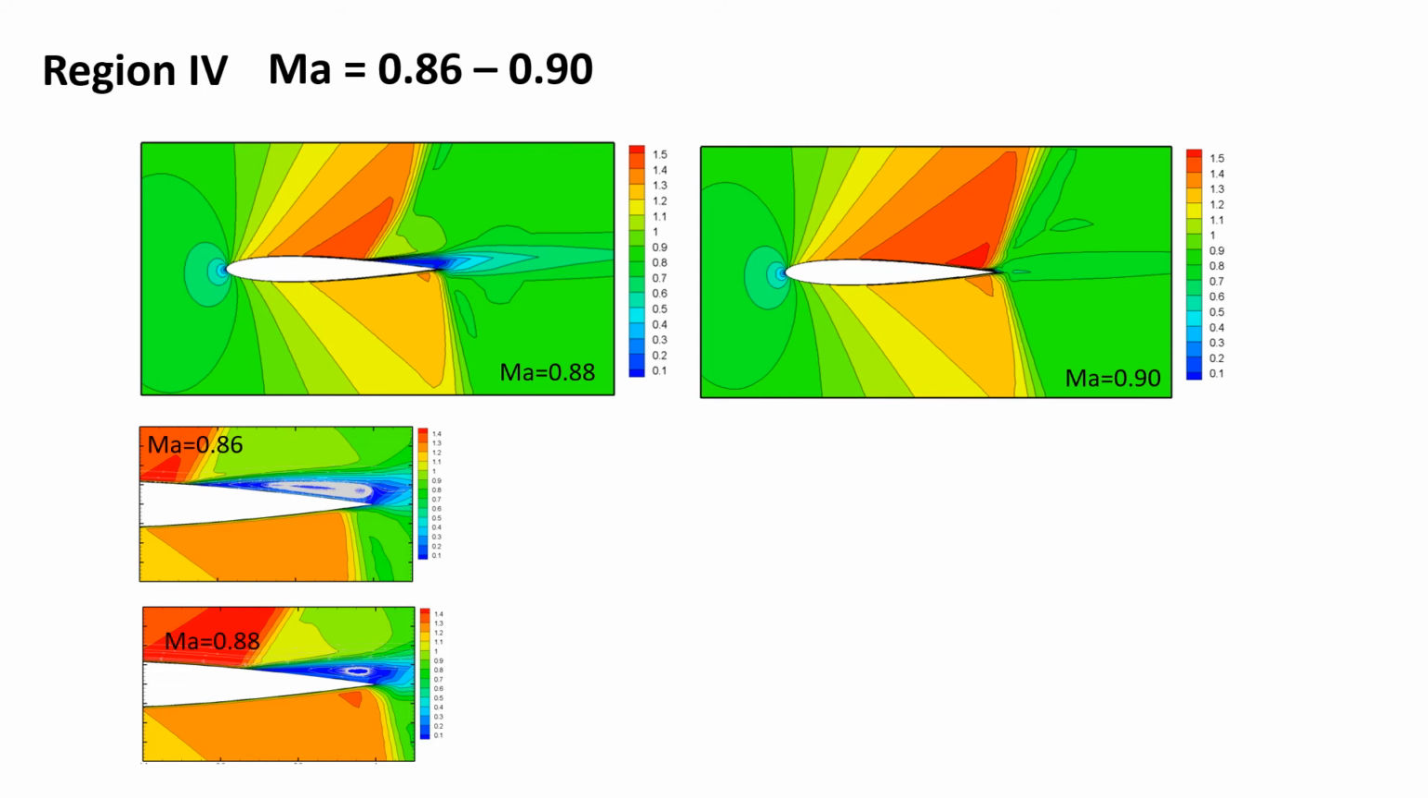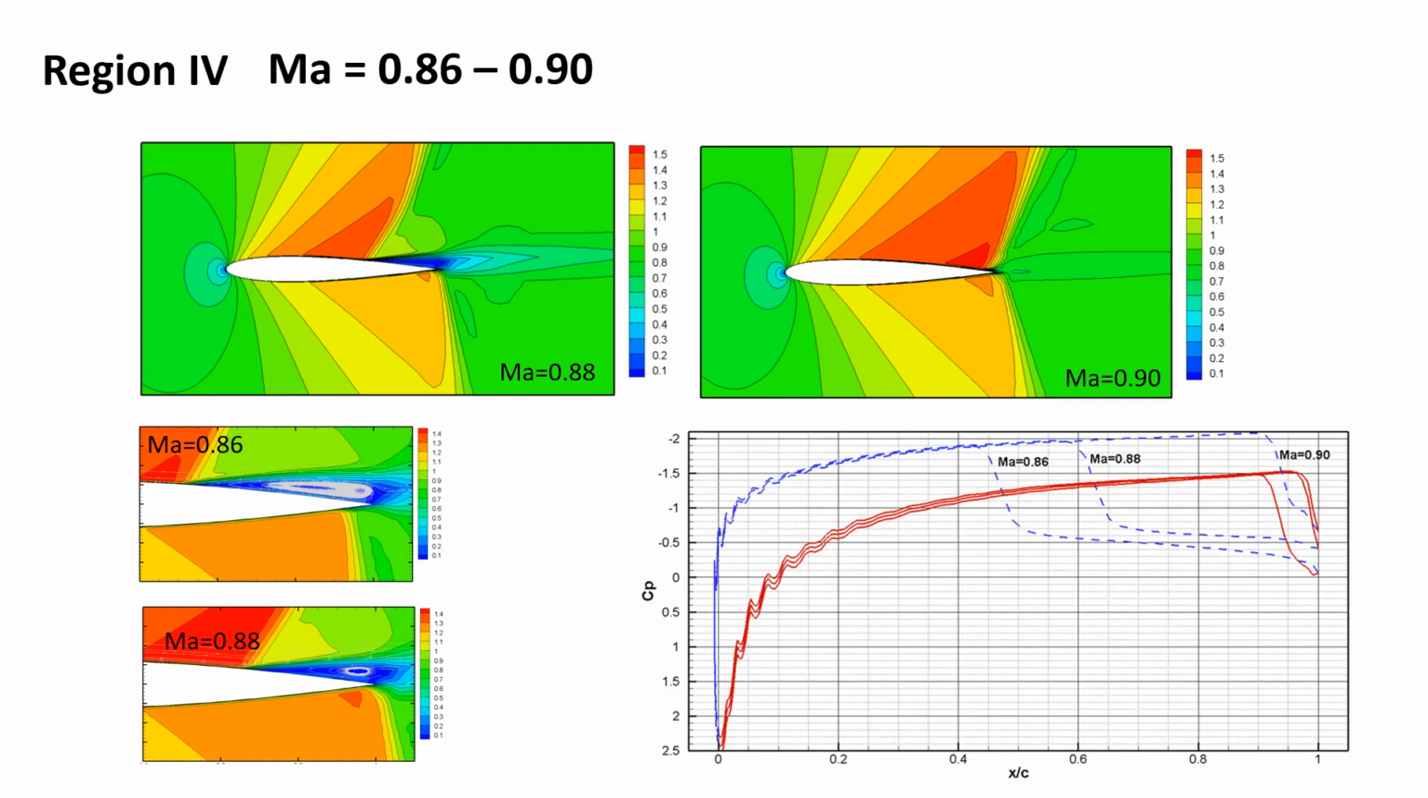So this is a visualization of the trailing edge separation. We can see when you increase the free stream Mach number from 0.86 to 0.88, the upper surface shock wave will move towards the trailing edge, and then the separation area becomes smaller. And this will contribute to the reduced gradient of the CD.